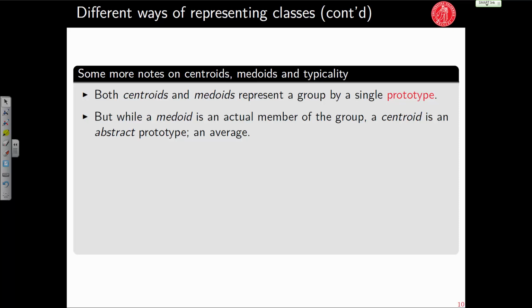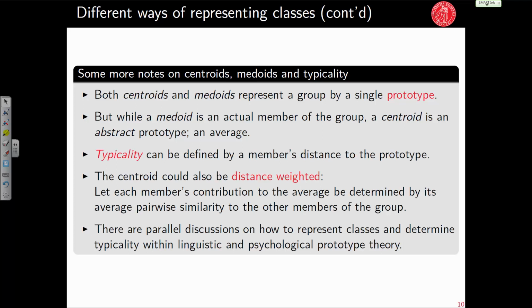In both cases, when we have this prototypical representative of the class, whether it's an actual member or not, we are introducing this concept of typicality. Typicality can be defined by computing a member's distance to the prototype. So the further a document is from the prototypical vector representing the class China, the less typical this document is.